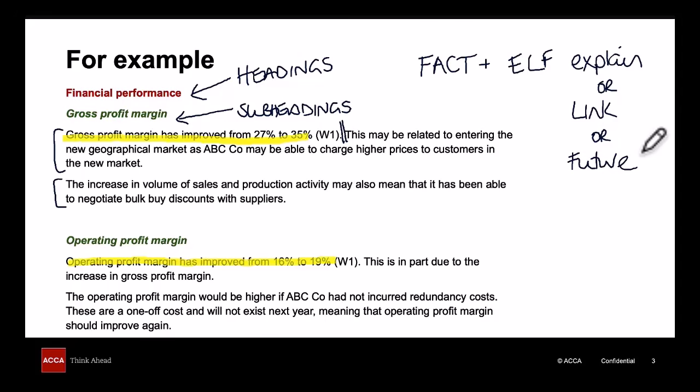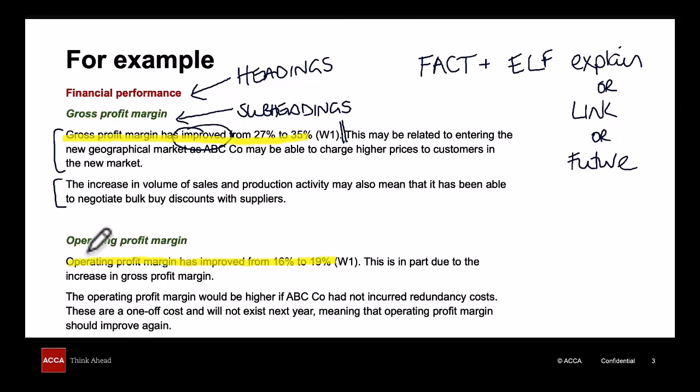First of all, the gross profit margin, we've got an increase there. Notice that I've written it as improved rather than increased because that already starts to show analysis skills. I understand what the gross profit margin is. But then I've gone on to explain this may be related to entering a new geographical market and charging higher prices to customers in the new market. So that's an example of explain.